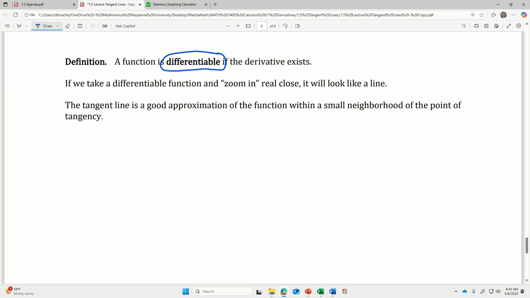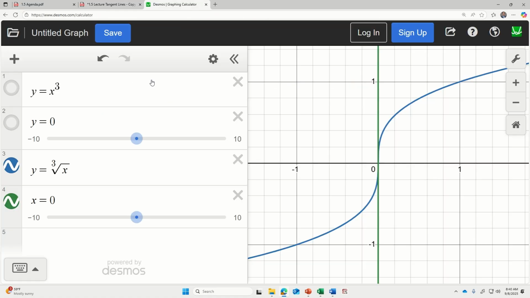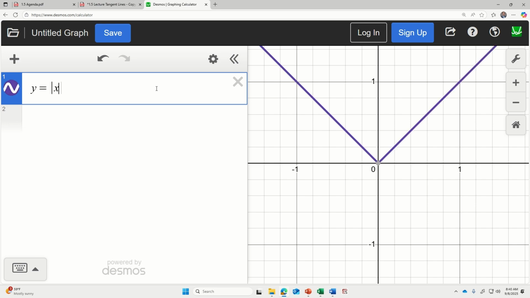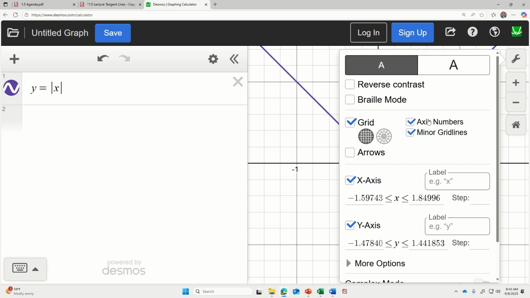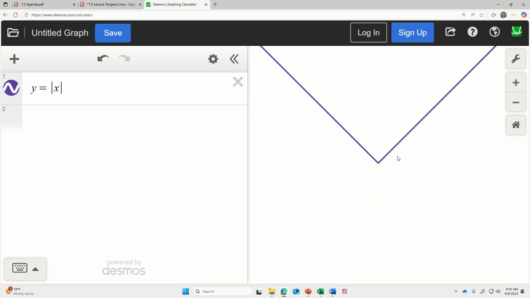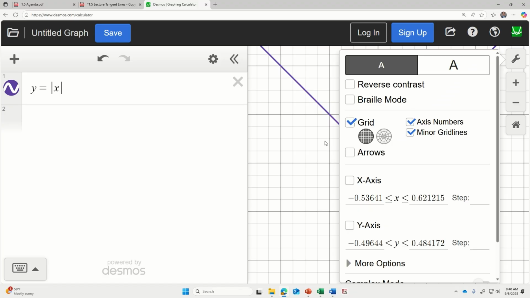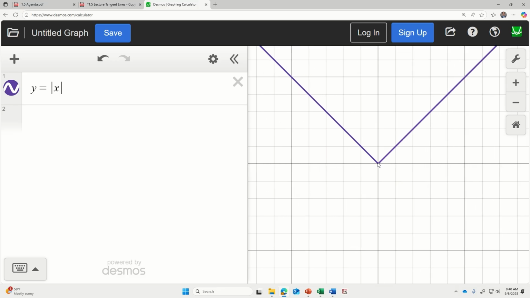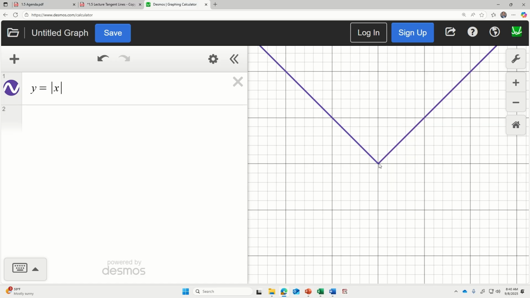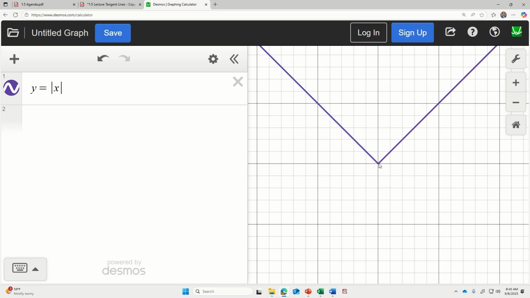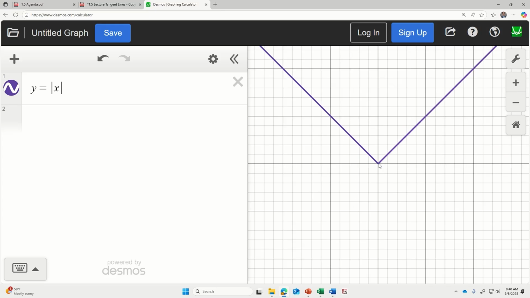I don't know if I showed this to you yet, but there are some functions that are not differentiable. Let's take the function y equals absolute value of x. If I were to zoom in on this function, and I guess I should keep the grid so that you can see how far we're zooming in. If I just continually zoom in on this function, it never starts to look like a line. It always keeps its V shape. So this function is not differentiable at the point x equals 0 here.